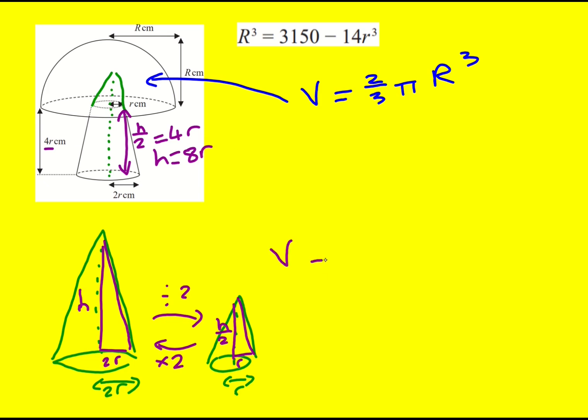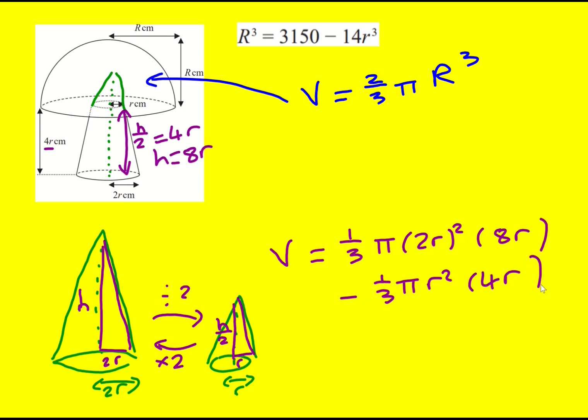And therefore the volume is 1/3 pi r squared, which just remember is actually 2r squared, times h, which we've just said is 8r. That's for the large cone. And I need to minus 1/3 times pi r squared this time for the small cone, times h over 2. Remember the height, h over 2 was 4r, so I'm actually timesing by 4r.